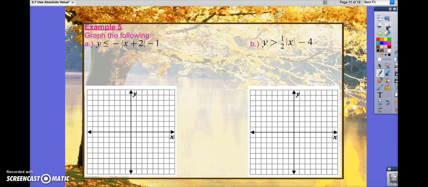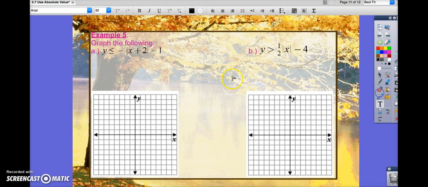Where we left off last time is our example here, example 5, A and B. Actually, we're doing two problems. We're going to graph the following, so we're building upon it. Now, not only are we going to graph the absolute value graphs, we actually have to test a point to see where we shade, just like before.